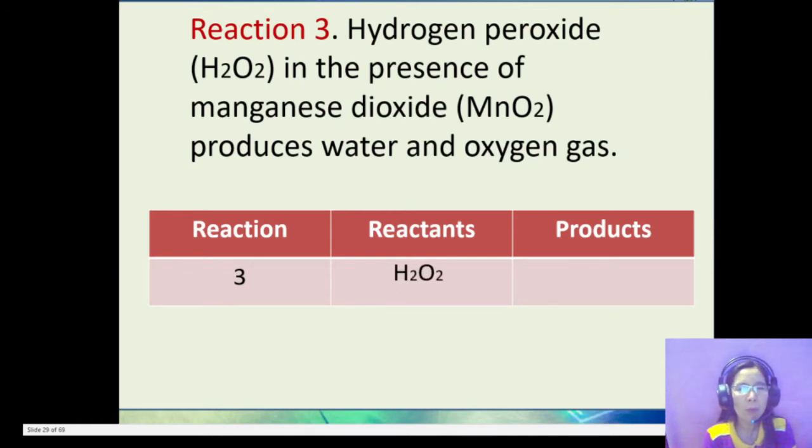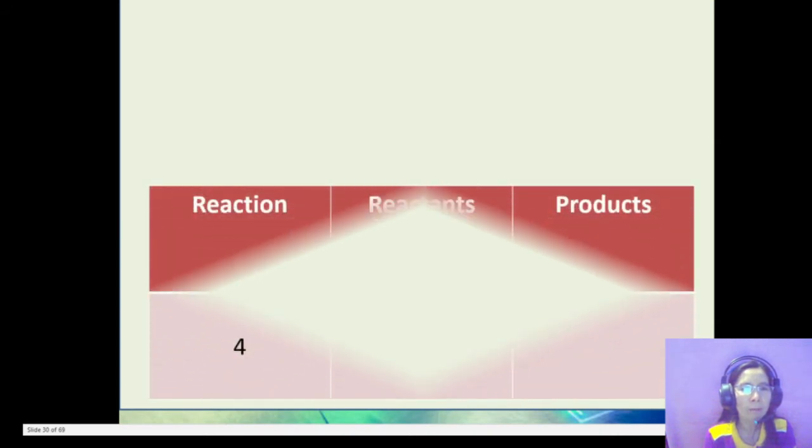Excellent. We only have one reactant for reaction number 3, only hydrogen peroxide or H2O2. Remember that manganese dioxide is not a reactant in reaction number 3, but rather it serves as a catalyst. How about the products? How many products are produced? Yes, there are 2: the water and oxygen gas. Everybody got the correct answer. Let's move on to reaction number 4.